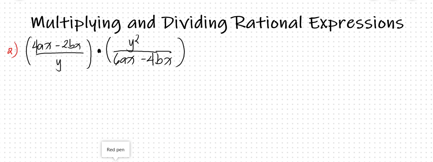Okay, next example. The quantity of 4ax minus 2bx all over y multiplied to y squared all over 6ax minus 4bx. So this time, we need not write the first step as one fraction with the numerators and denominators combined. As you can see here, we can initiate the operation by factoring the numerators and denominator. Just simply cancel factors that are present in both numerator and denominator and apply properties of exponent. Again, as you can see here, we have y squared and then y, this one.